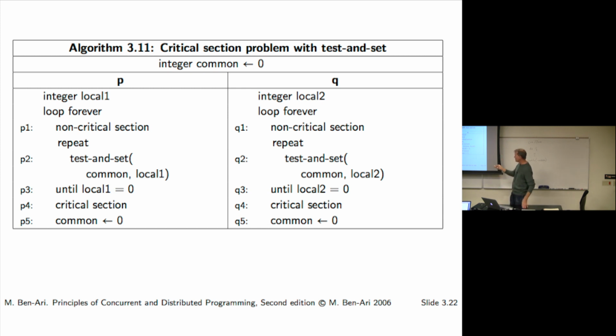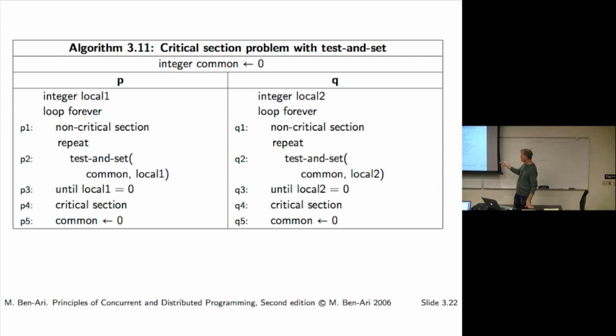And we can go through a little scenario here. So common is 0. So do you see that common is 0, right? And so suppose P1 executes and then Q1 executes. And then suppose P2 executes and does test and set. Now, if P2 executes and does test and set, what will happen? Common will get what? 1. All right? And then suppose, is everybody clear on that? Common will get 1.